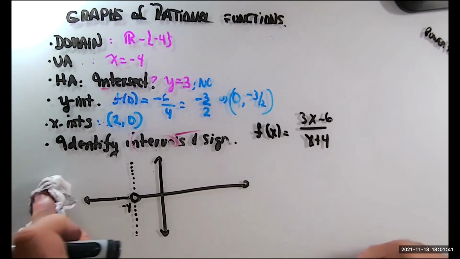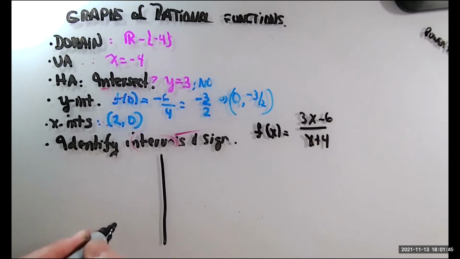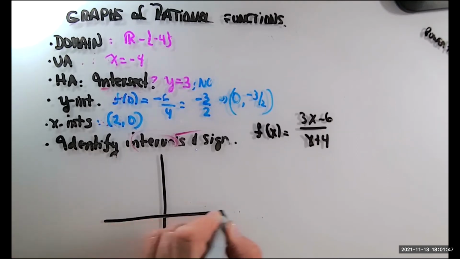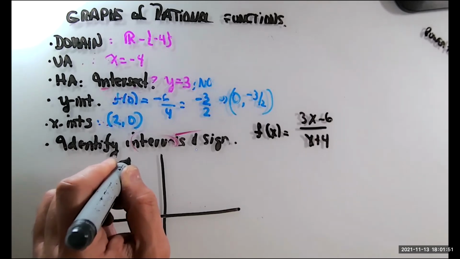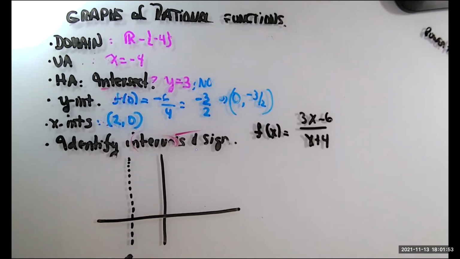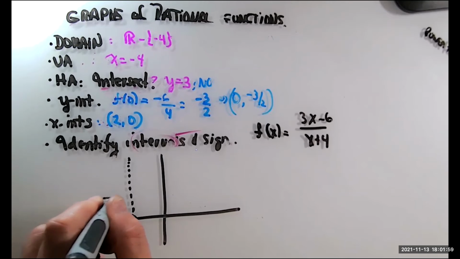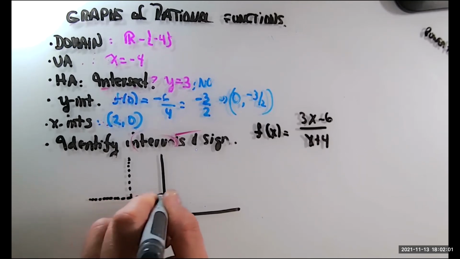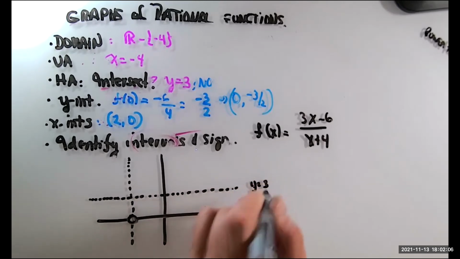Let me start over again. I do apologize. y equals 3 is my horizontal asymptote. So we have the vertical asymptote at x equals negative 4. It's not defined at x equals negative 4. And my horizontal asymptote at y equals 3. And we never intersect this guy.